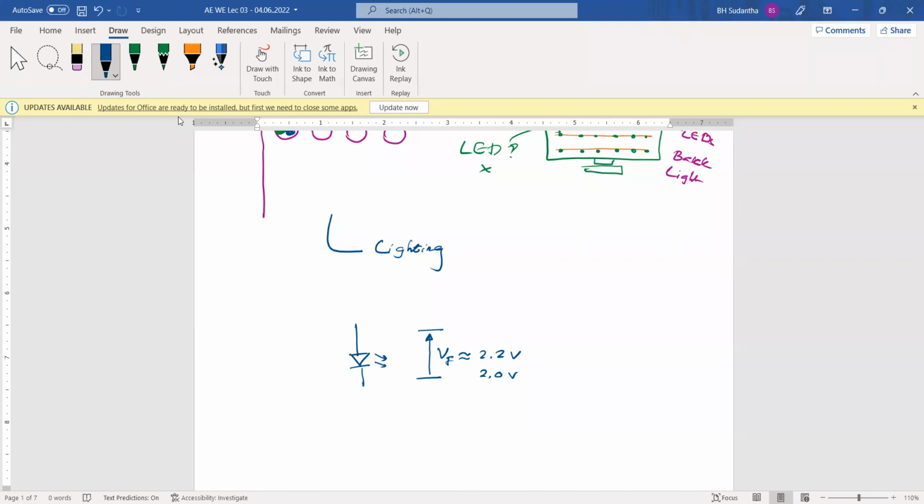But especially for red, green, orange, and yellow LEDs, this voltage is okay. But when you use blue and white, this is 3 volts.